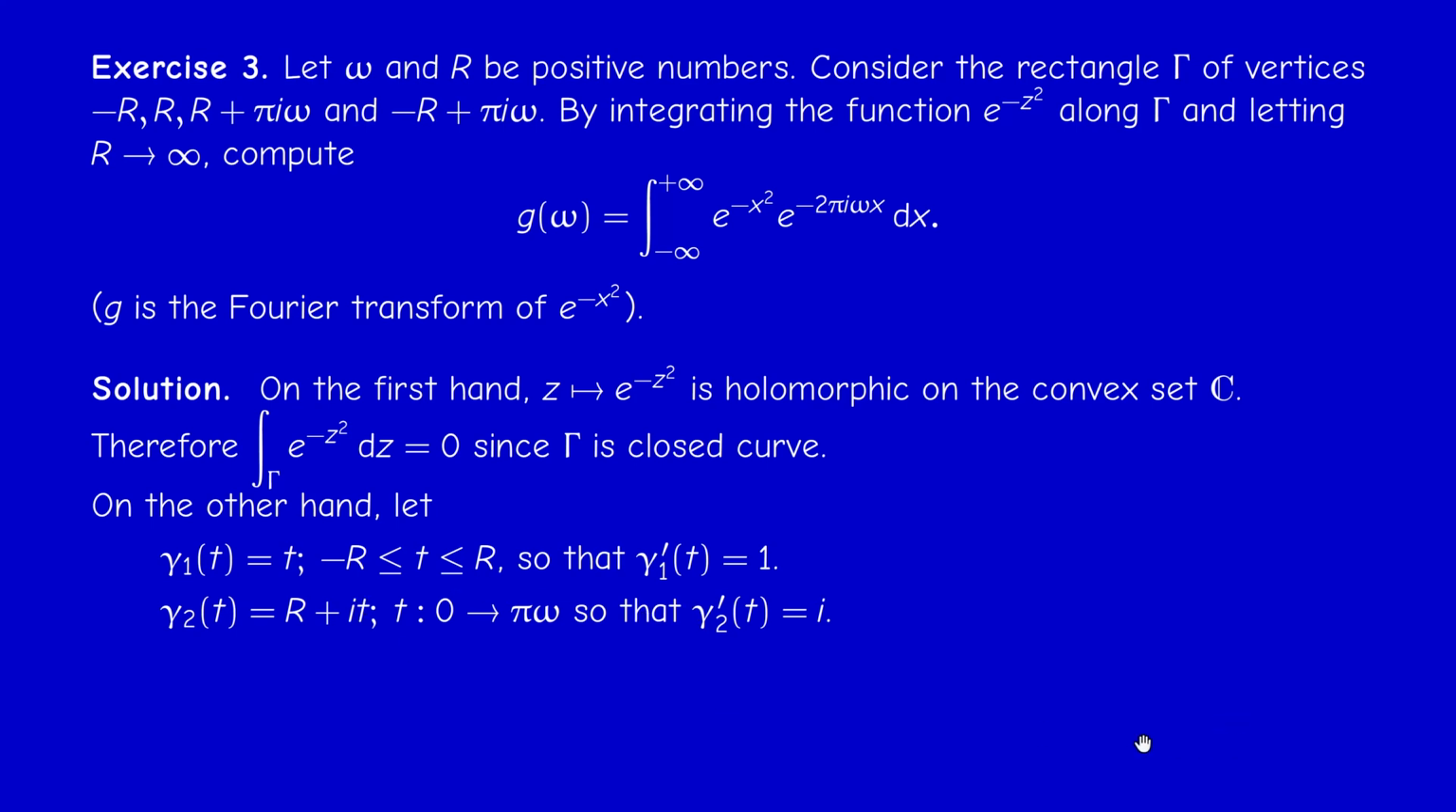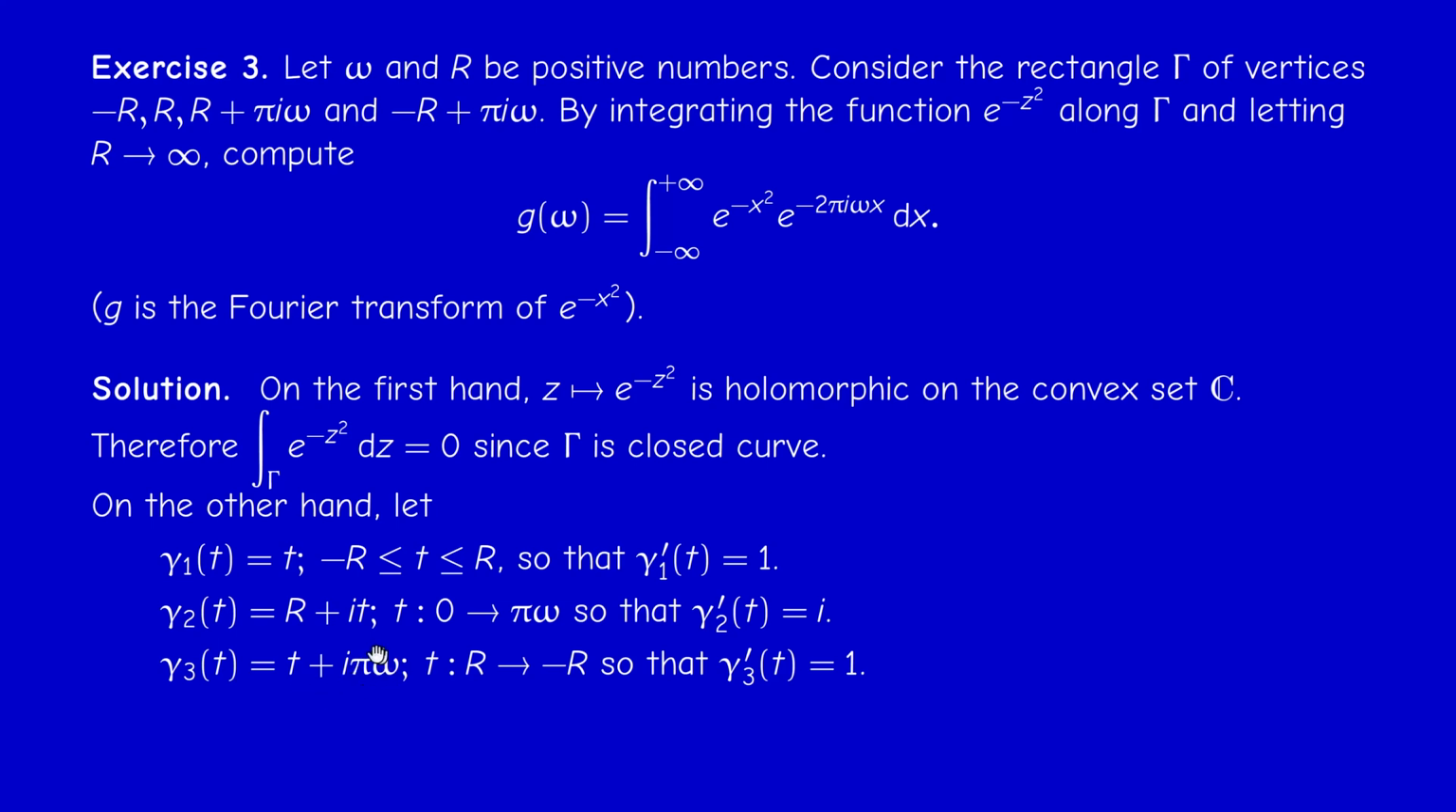Now, on the second vertical side, the real part is constant, is r, and the imaginary part varies from 0 to pi omega. So once again, omega is real. It's constant. And so the derivative is I. Now, the third integral is the opposite side of the horizontal. It's also horizontal.